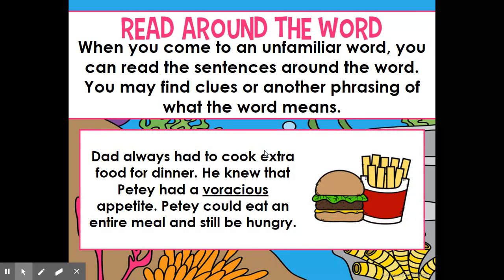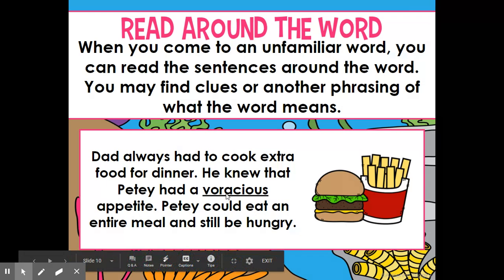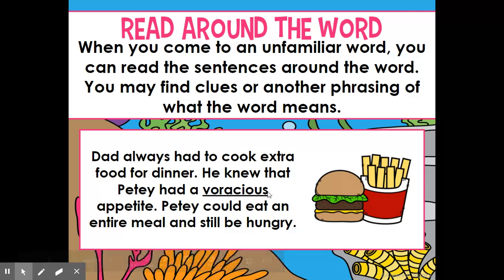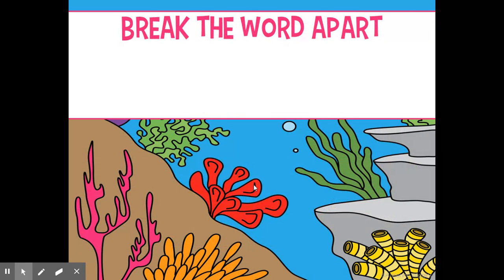Dad always had to cook extra food for dinner. He knew that Petey had a voracious appetite. Petey could eat an entire meal and still be hungry. So if Petey has a voracious appetite, that means Petey is basically greedy. But Petey could eat an entire meal and still be hungry. Ooh, that means he has a big appetite.